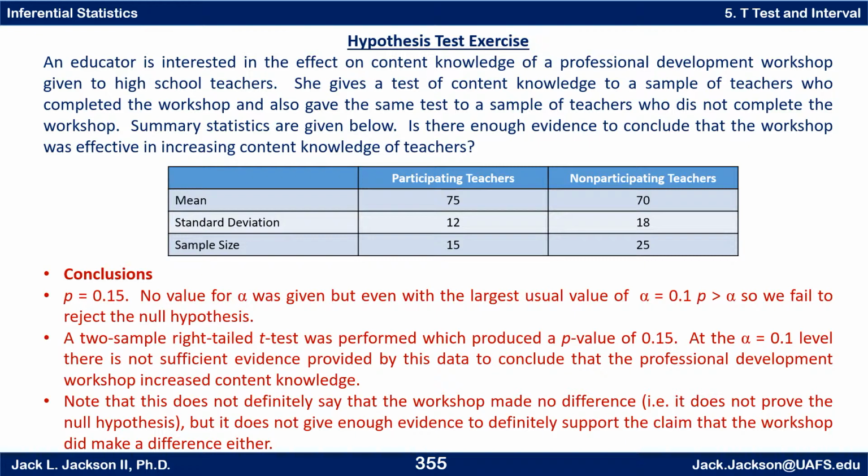So a two-sample right-tailed t-test was performed, which produced a p-value of 0.15. At the alpha equals 0.1 level, there is not sufficient evidence provided by this data to conclude that the professional development workshop increased content knowledge. Note that this does not definitely say that the workshop made no difference. It does not prove the null hypothesis, but it does not give enough evidence to definitely support the claim that the workshop did make a difference either.